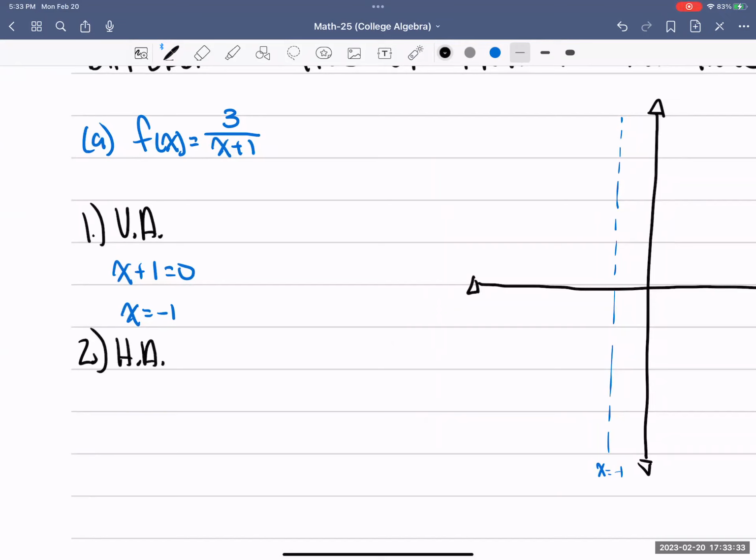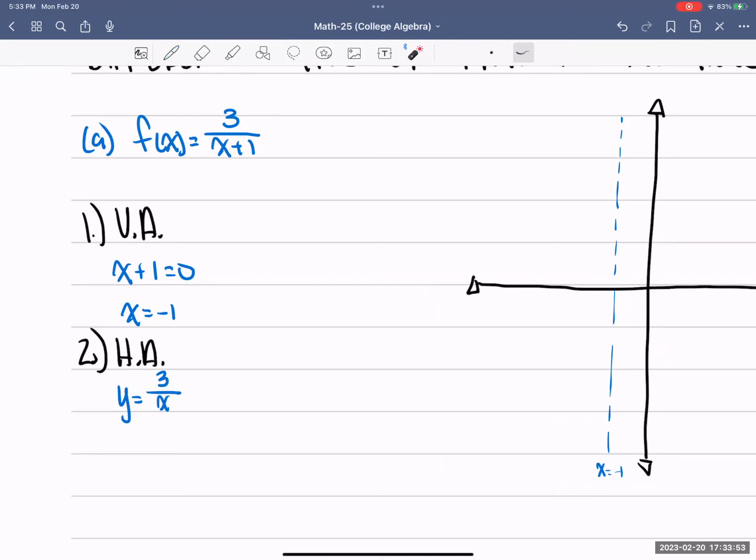Our horizontal asymptote is determined by our end behavior. End behavior for a rational function is going to be in the form of y equals something. Here we're going to grab the leading term from the numerator, in this case 3, and the leading term in the denominator, in this case x.